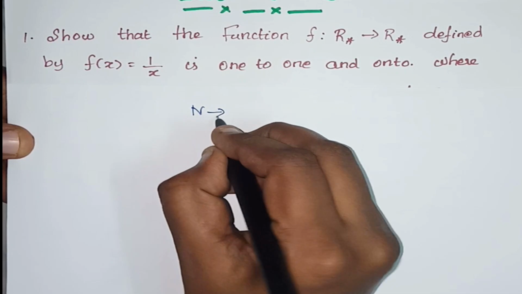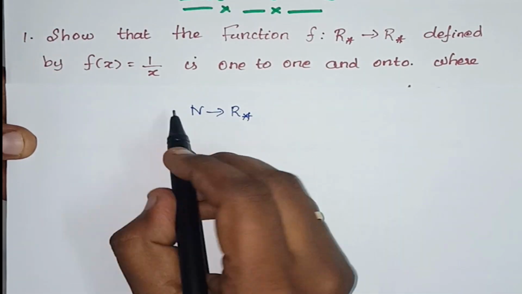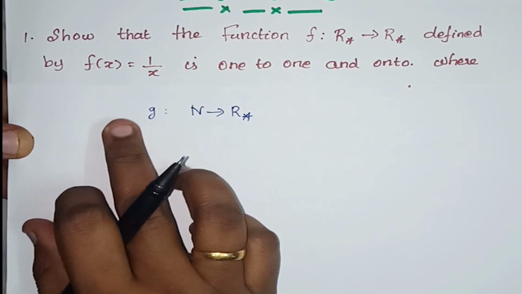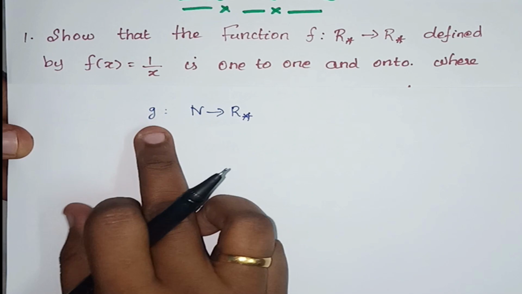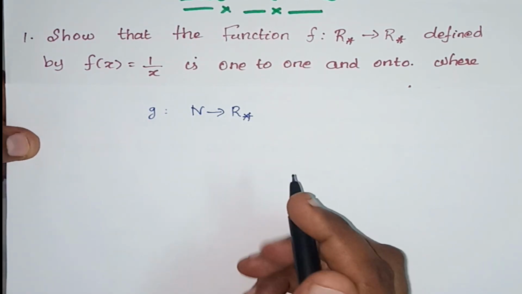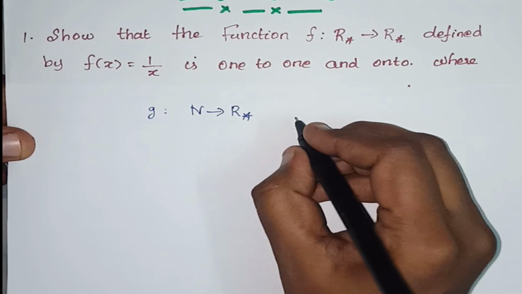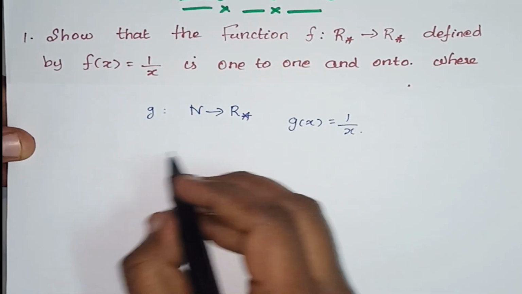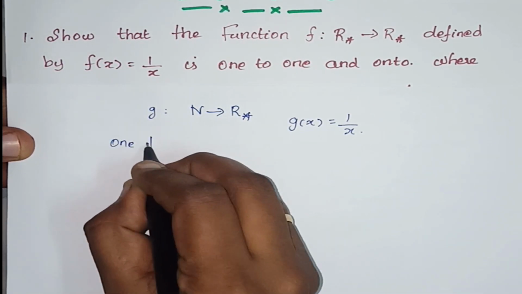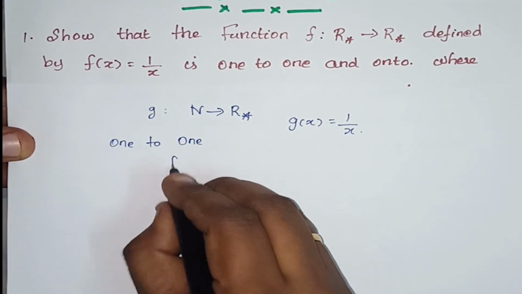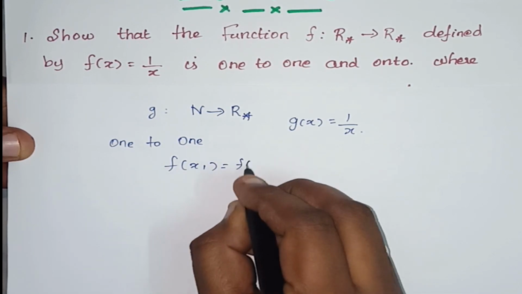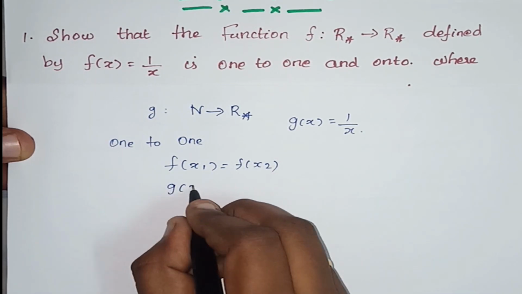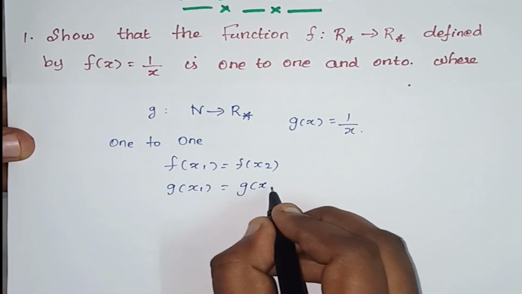So N tends to R star. I am taking this function as g. So we need to check whether this function is one-to-one or onto. First we need to check the one-to-one function. Here the function is given as 1 by x. For a one-to-one function, we need to check f of x1 is equal to f of x2, right? So here the function is g, so g of x1 is equal to g of x2.